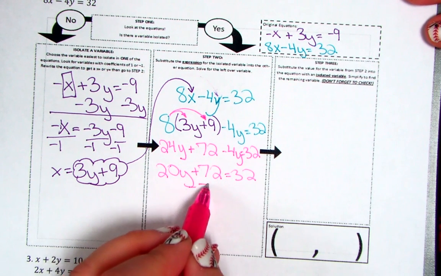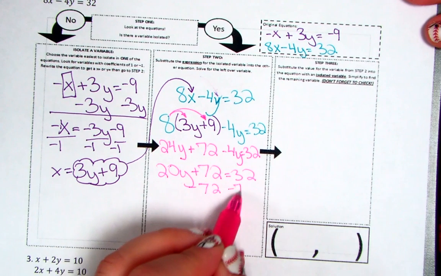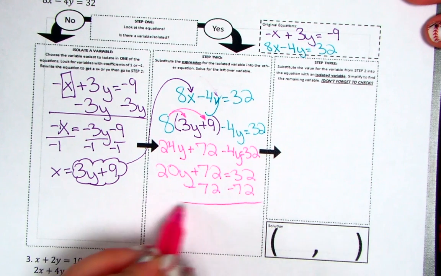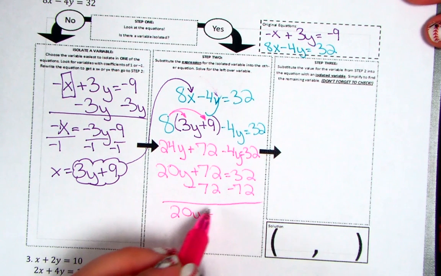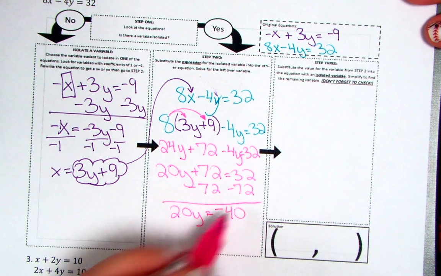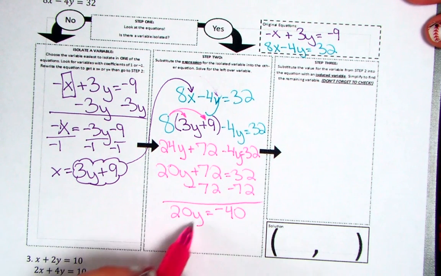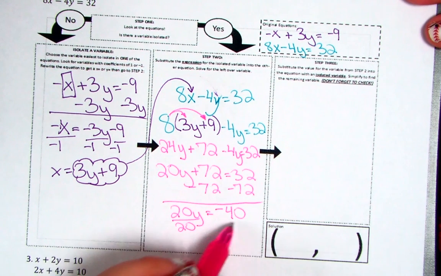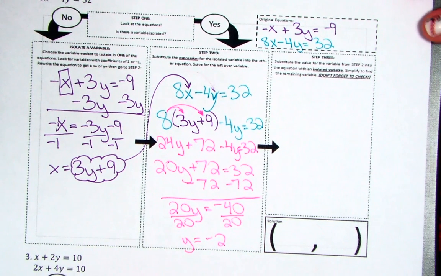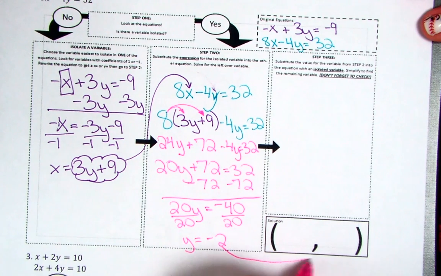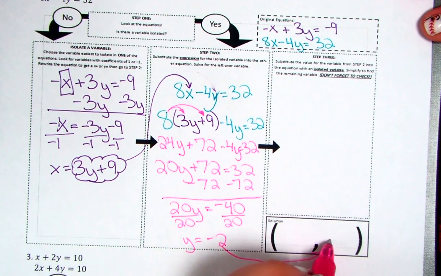Now we'll subtract 72 from both sides. And we have 20y equals negative 40. Divide by 20. And we have y equals negative 2. Now remember, that is part of my solution, so it does need to appear in the y spot.